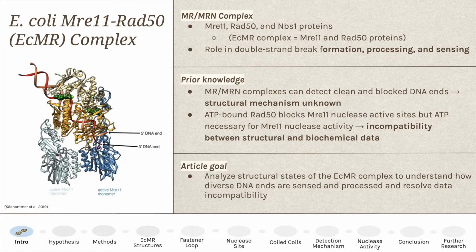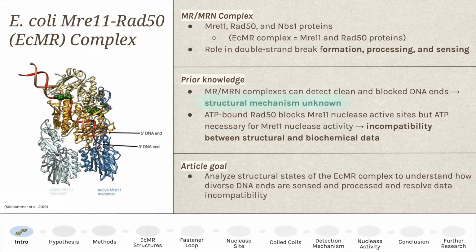To review, the MRN complex is a complex consisting of the Mre11, Rad50, and NBS1 proteins. It plays a critical role in forming, processing, and sensing double-strand breaks in DNA, which are breaks in DNA that can induce cell mutations and be lethal to a cell. Prior research indicates that MR and MRN complexes can detect clean and blocked DNA ends, but the mechanism in which this occurs structurally is unknown.